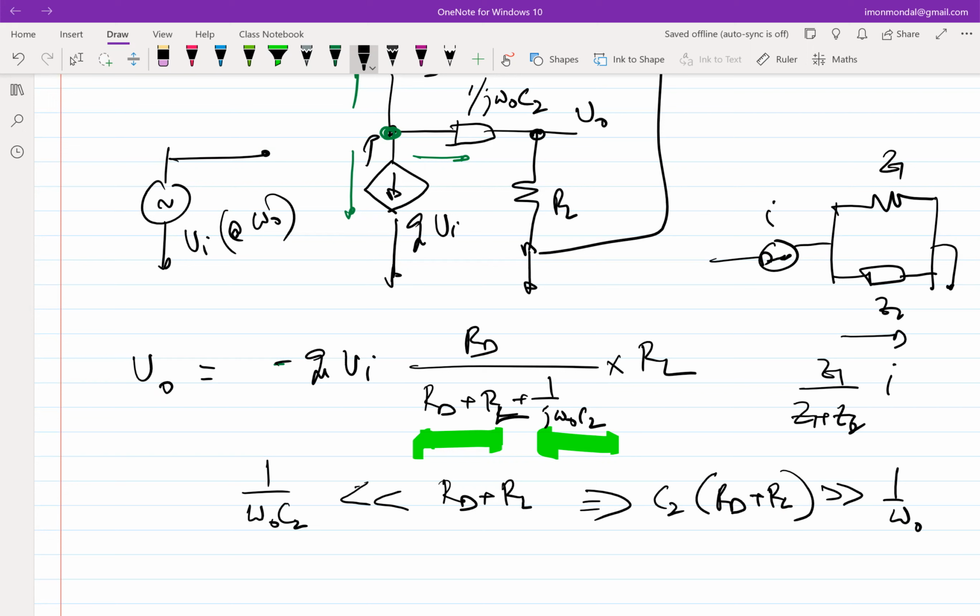Okay, so I hope I have been able to convince you that you can come up with the same conclusion both by using the time constant method and the Bode plot method or sinusoidal steady state method, because they are related, right?